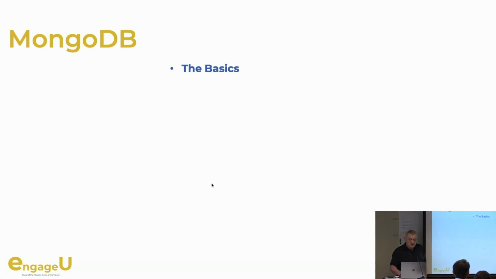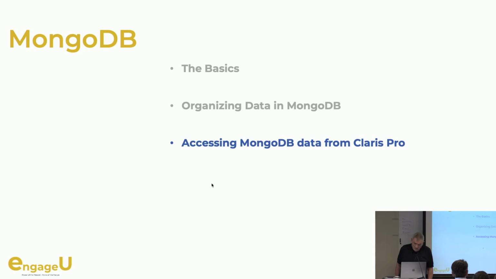So the first thing we're going to do is talk about the basics, just a quick outline of the key things you need to know about MongoDB and how it compares with a table-driven data structure. Then we're going to talk about how we organize data in MongoDB, and that's basically data modeling, data structures, the alternatives you might have. Then we're going to talk about whether we can access MongoDB data from Claris Pro, and the answer is yes, you can.